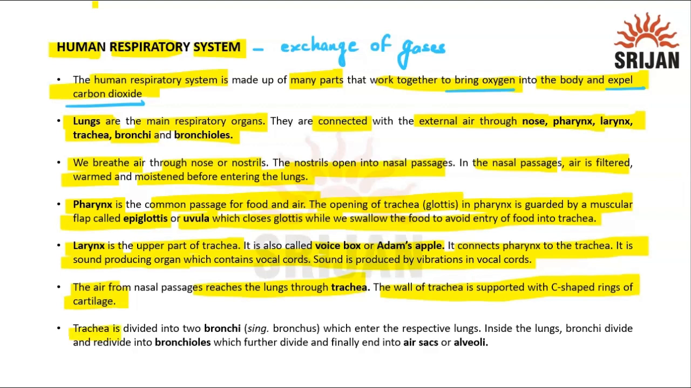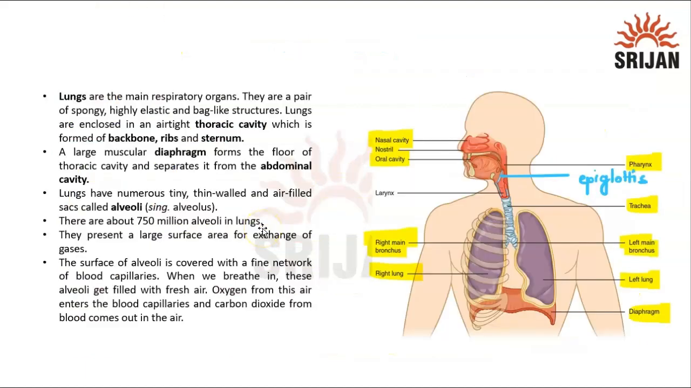Now, if you talk about the trachea, it is divided into two bronchi which enter the respective lungs, left and right, as I already showed you. Inside the lungs the bronchi divide and redivide into bronchioles, which further divide and finally end in the air sacs or alveoli inside the lungs. And then you have the lungs, which are the main respiratory organs. They are a pair of spongy, highly elastic and bag-like structures, and the lungs are enclosed in an airtight thoracic cavity which is formed of the backbone, ribs, and sternum.